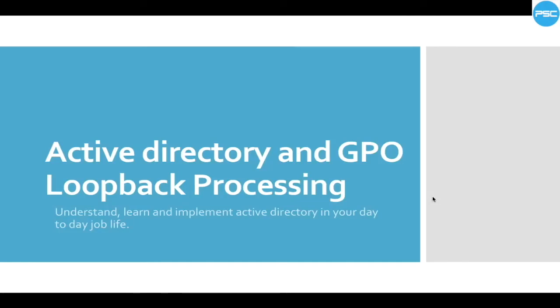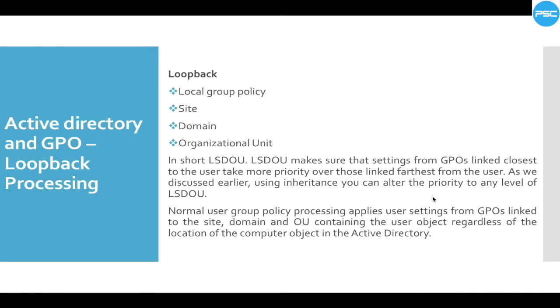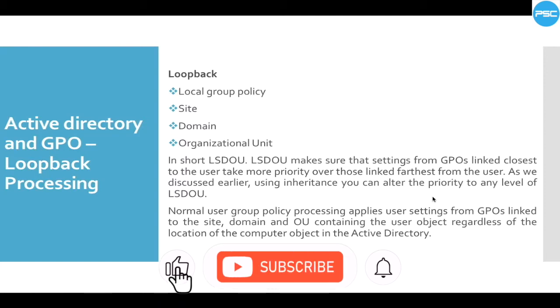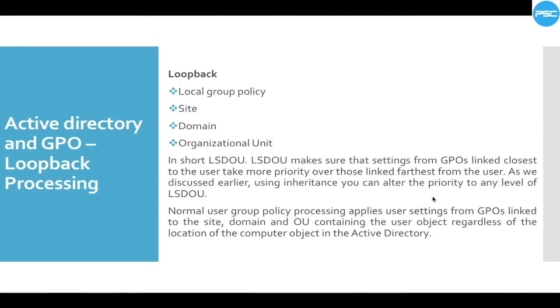Today we'll discuss Active Directory loopback processing. As you already know, group policy is applied in the following order: local group policy, site, domain, and organizational unit. In short, LSDOU. LSDOU makes sure that settings from group policies linked closest to the user take priority over those linked farthest from the user. As we discussed earlier in our previous videos, using inheritance, you can alter the priority at any level of LSDOU.